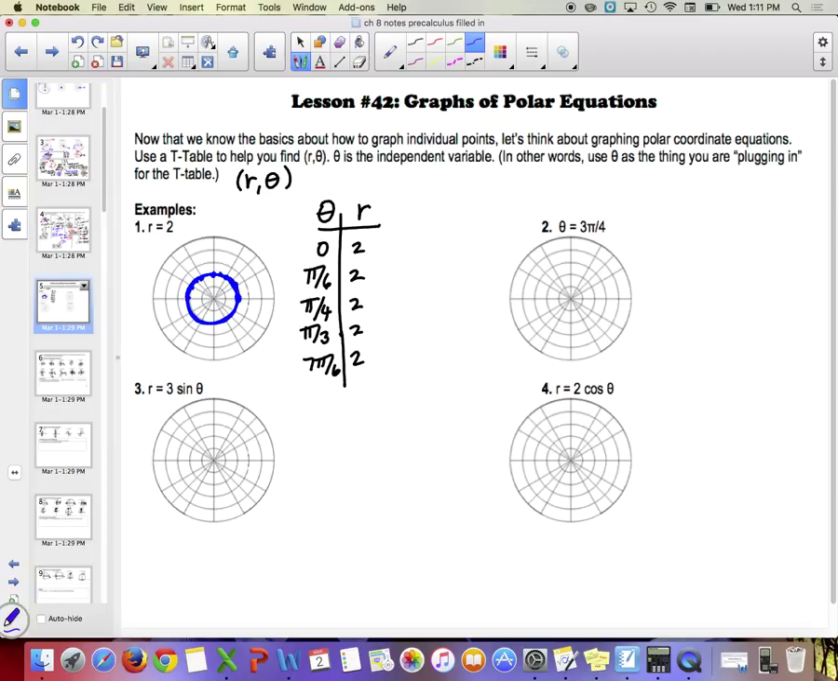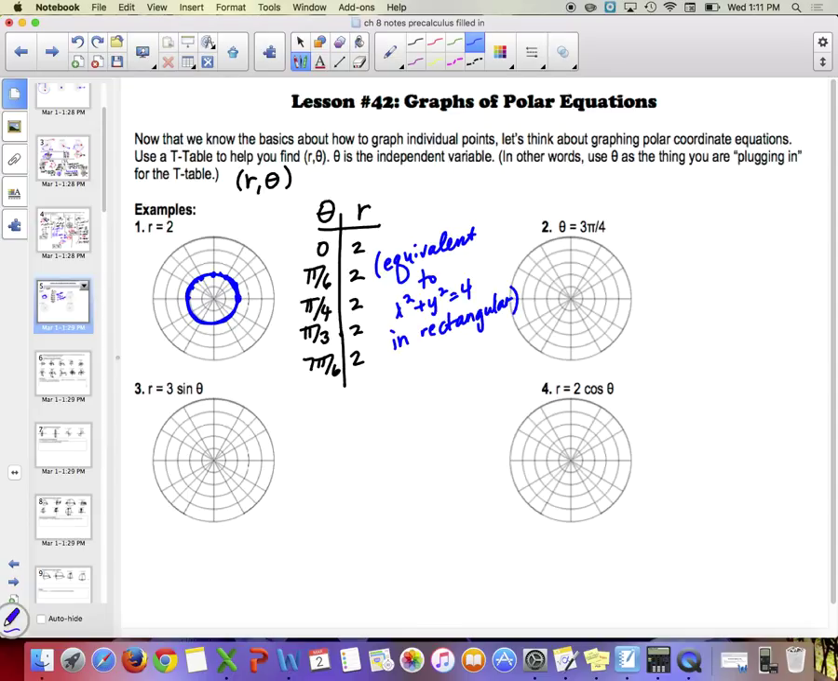Do you guys know what the rectangular equation would be, if I only had x and y? Yeah, x squared plus y squared equals 4. Do you remember that from geometry? It's x minus h squared plus y minus k squared equals r squared. So r equals 2 in polar coordinates is equivalent to x squared plus y squared equals 4 in rectangular. We'll talk about that later as well.